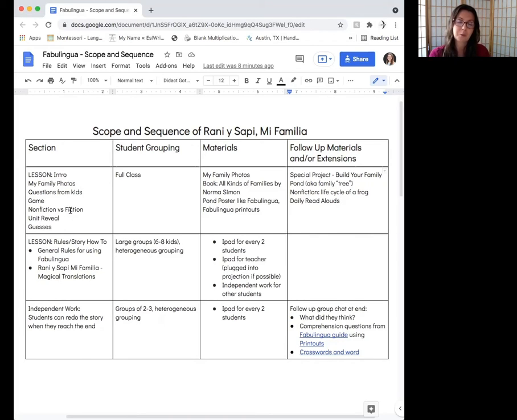At that point, we introduce the theme of family. And at this point, you could decide how you want to introduce that. You can just come out and say, this is what we're going to do. I personally would read the book All Kinds of Families by Norma Simon, and it just, from the very beginning, introduces the idea that families look different. Some are big, some are small, some have this, some have that. And then after that, I would have them guess what it is we're going to be learning about.